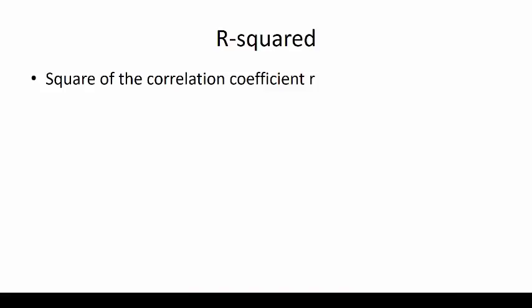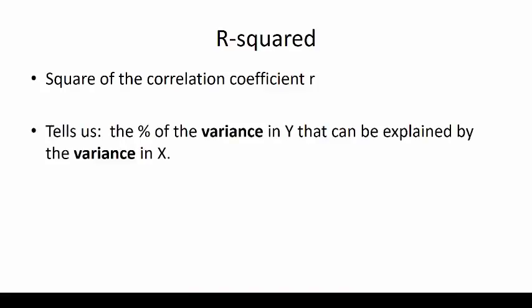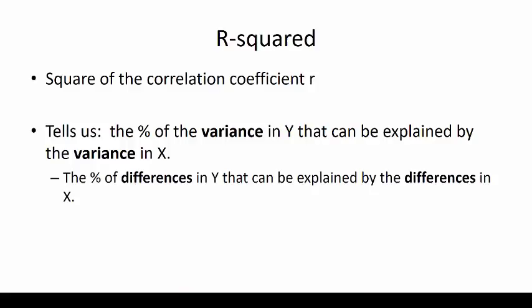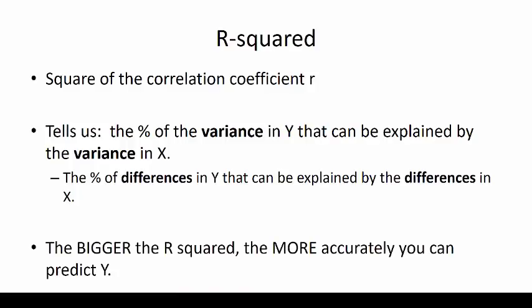The last statistic I'm going to talk about is R squared. R squared is the correlation coefficient squared. Once you square the correlation coefficient, it provides useful information. It tells us the percentage of the variance in Y that can be explained by the variance in X. This might sound a little bit complicated, but really what that means is it's telling us the percentage of differences in Y that can be explained by the differences in X. We want our R squared to be big. The bigger it is, the more accurately we can predict Y.